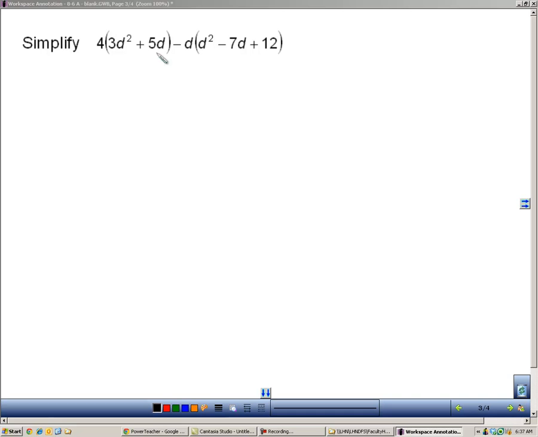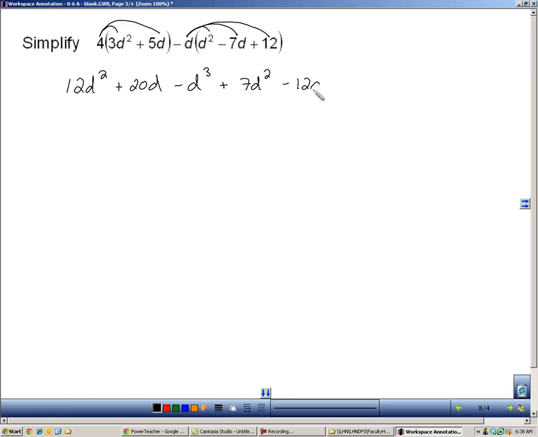Here we're asked to simplify this expression. I see a monomial outside of parentheses, so we're going to distribute it. 4 times 3, 12d squared, and then 4 times 5 is a plus 20d. I also see a negative d outside of this group of parentheses, so we're going to distribute that. Don't forget to include the negative when you distribute, so we get a negative d cubed. Negative times a negative is a positive 7d squared, and the negative times positive 12 is a negative 12d.